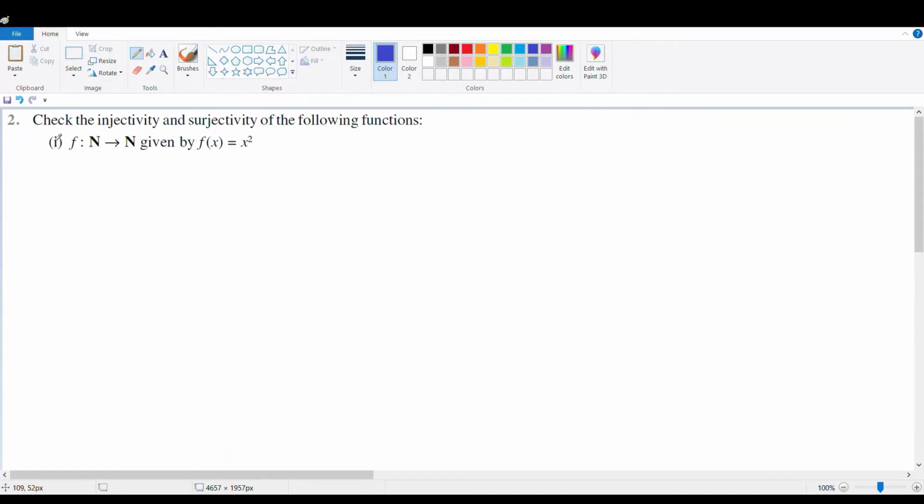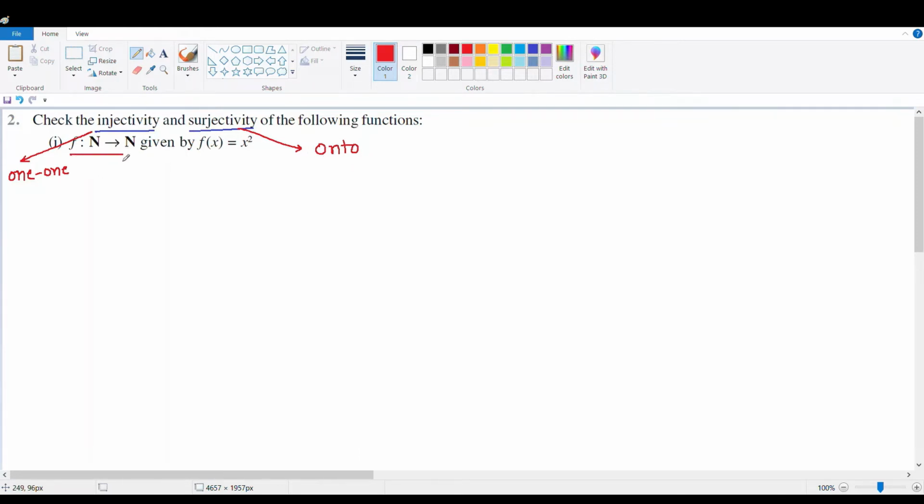Question 2. Check the injectivity and surjectivity of the following functions. And part 1, the first question in that is f from N to N given by f of x equals x square. So first of all, what is injectivity? Injectivity means if a function is 1-1, then it is an injective function. And surjectivity means if a function is onto, then it is surjective. So these are just different words for 1-1 and onto. 1-1 is the same as injective, surjective is the same as onto.